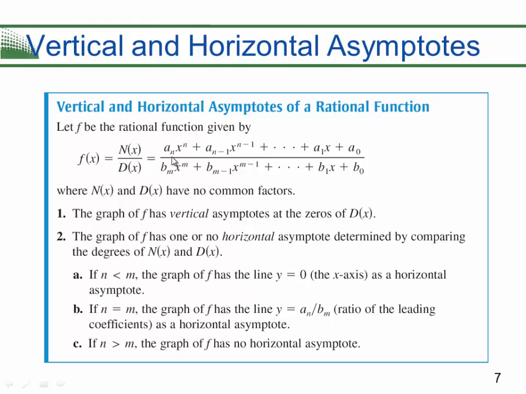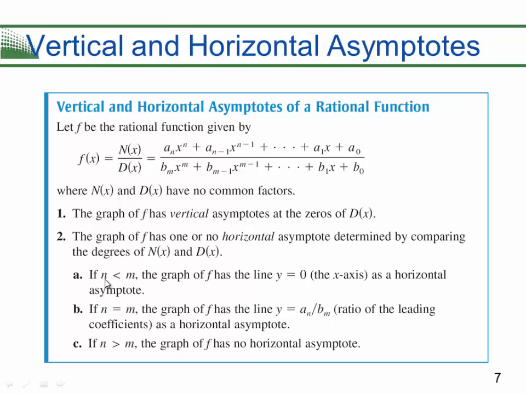All right, so here's how we find horizontal and vertical asymptotes. This information might seem confusing, but I put it on your formula sheet for you. Basically, it tells you that the vertical asymptotes are at the zeros, so that's at the places where the denominator is 0. And the horizontal asymptotes, it depends.